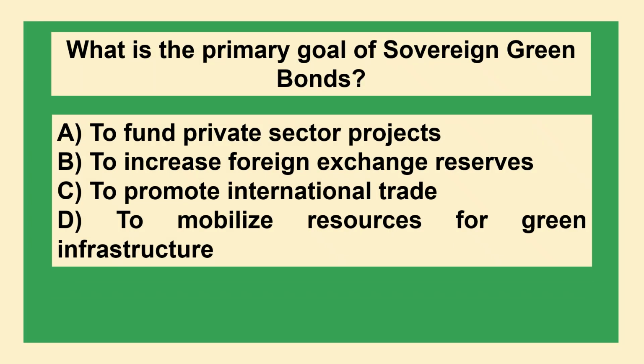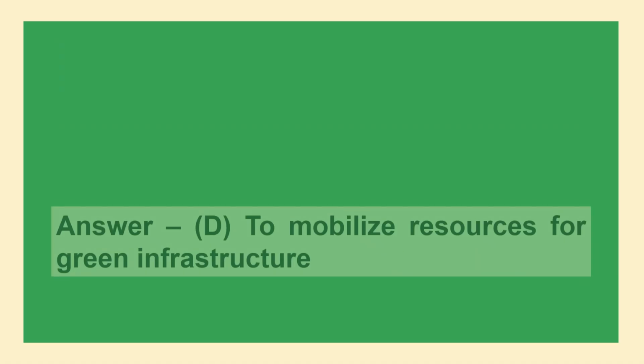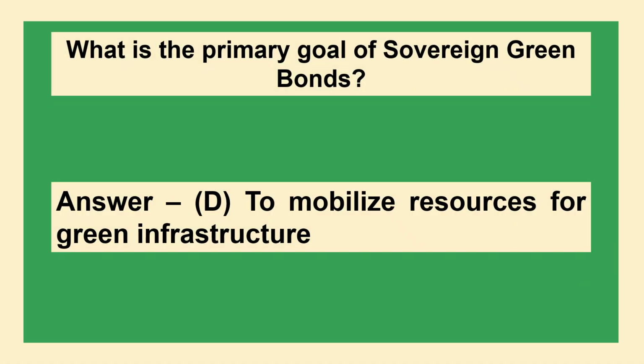What is the primary goal of sovereign green bonds? Option A, to fund private sector projects. Option B, to increase foreign exchange reserves. Option C, to promote international trade. Option D, to mobilize resources for green infrastructure. The answer is option D, to mobilize resources for green infrastructure.